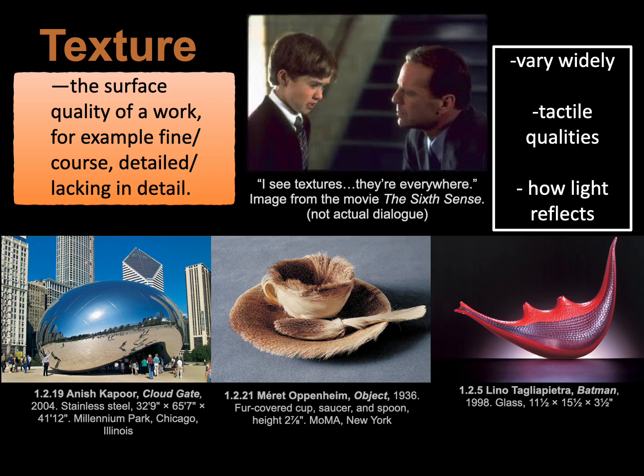Texture, an element of art. It's superficial, meaning it's about the surface quality of a work, the way the surface of a form looks and feels. Have you seen the movie The Sixth Sense? This scene was pretty popular when it was released back in 1999. The actors didn't actually say they see textures everywhere, but if you look, you will see textures everywhere. Textures vary widely and can be described by many adjectives, such as shiny, soft, or mottled. Texture relates to the tactile qualities and the ways that light reflects off a surface.